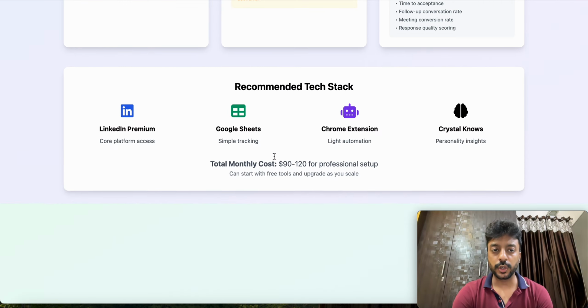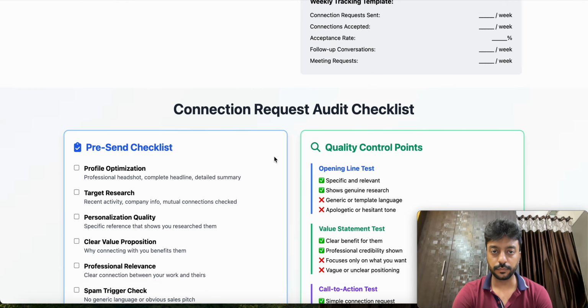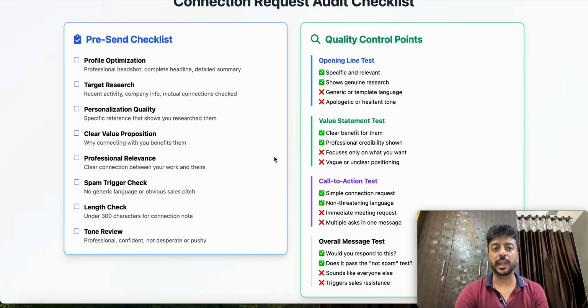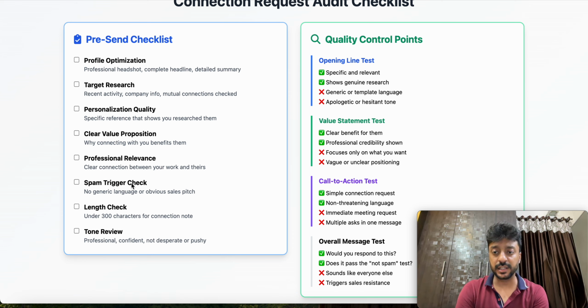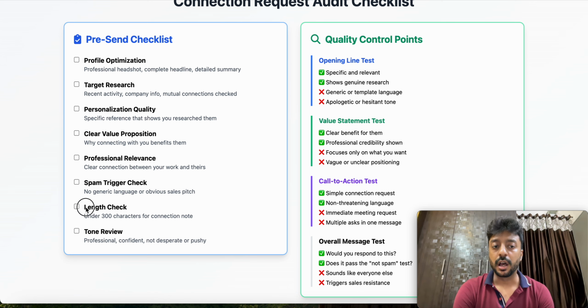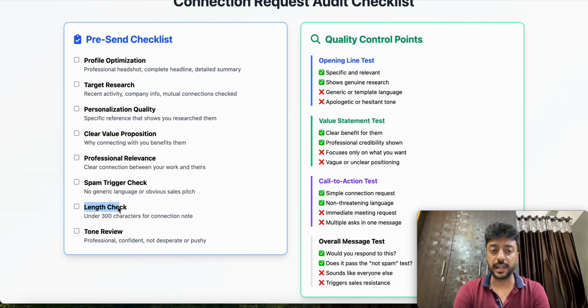Then what you have to do is, this is the checklist that you can follow. Before you start this activity, make sure you have your profile optimized, you know your target audience, and you have already scraped the data. Then the personalization factor should be there, so you have done research on your prospect. Then what value you would like to offer them, whatever professional relevancy is between you and their work. Then you are not using any spam triggers, for example fake flattery and the things that I mentioned above. Then you're not sending them a very long message, because nobody likes to read such messages.